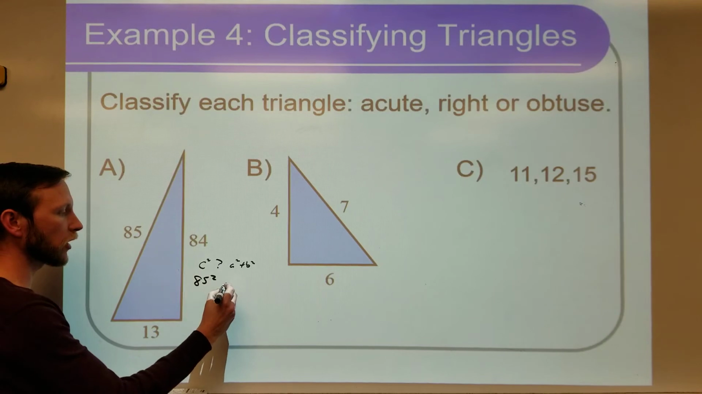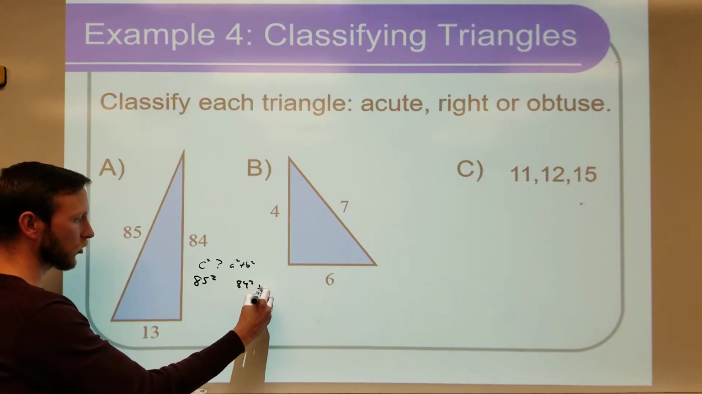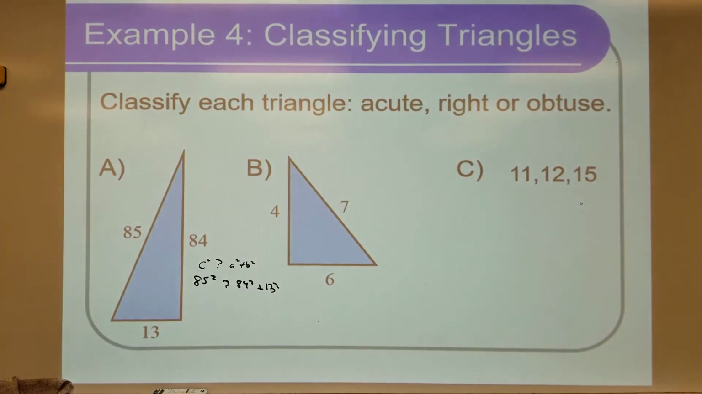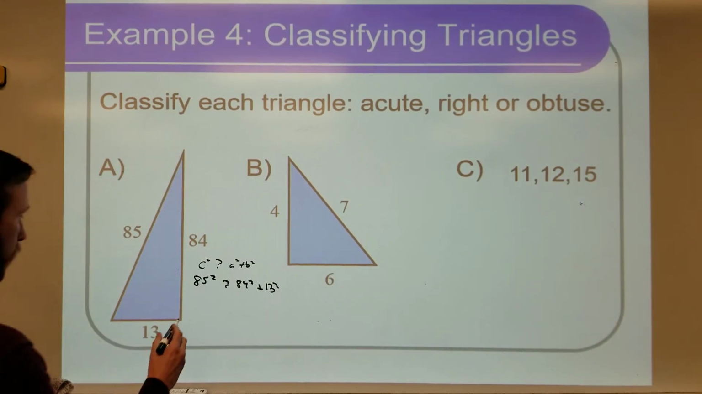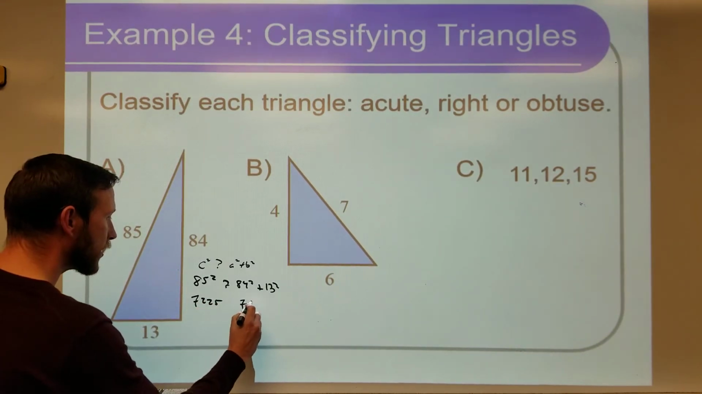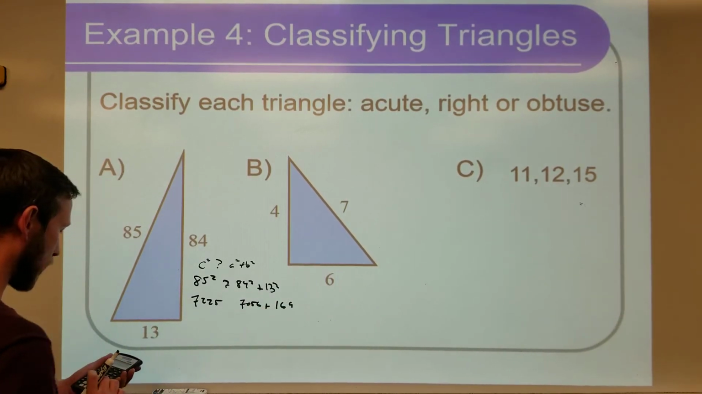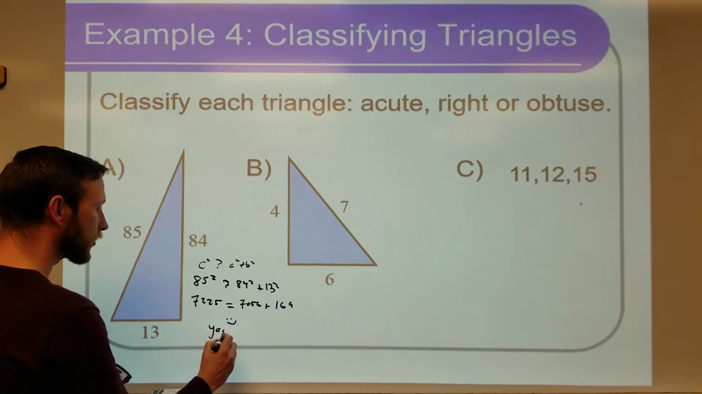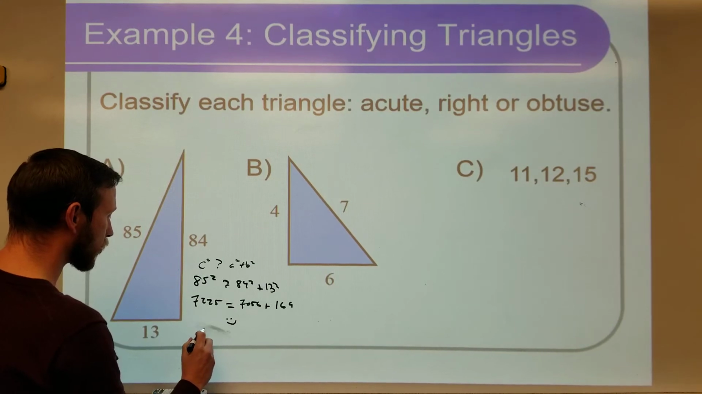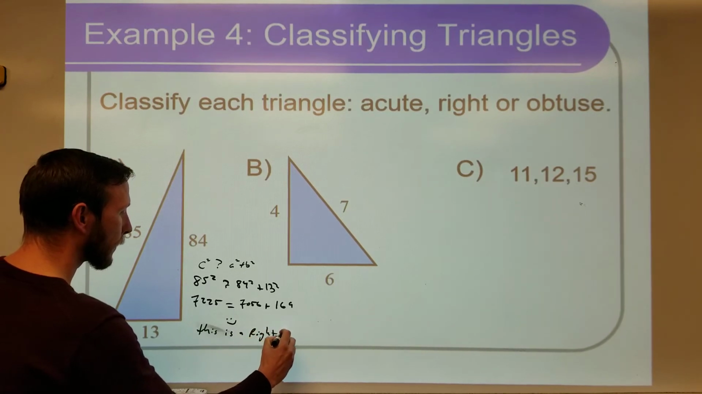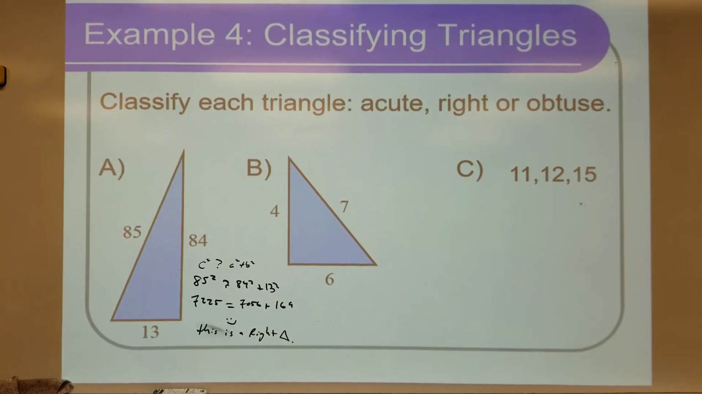So we're going to take 85 squared, and we're going to have 84 squared and 13 squared, and we're going to try to find out what the relationship is between this and that sum. It's going to require that we use our calculators. I'm not expecting you to do this without a calculator. I've got 7225 over here. I've got 7056 and 169. When I add those up, it turns out that these are equal to each other. So this is a right triangle, because it satisfies the Pythagorean theorem.